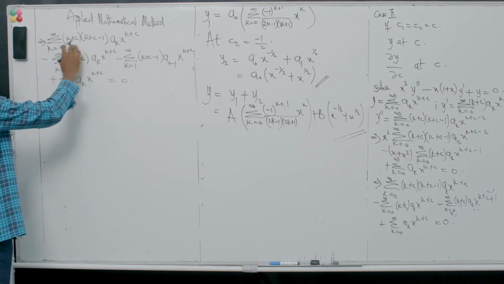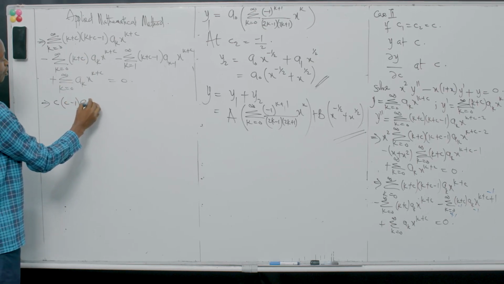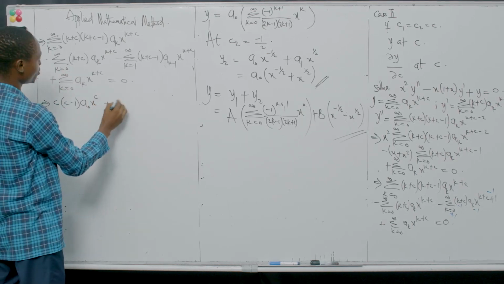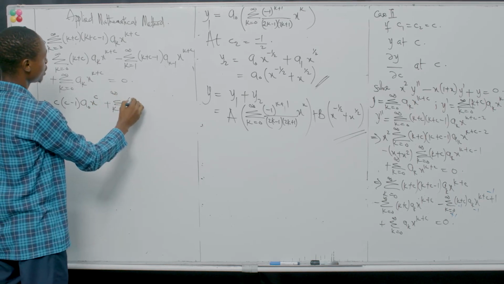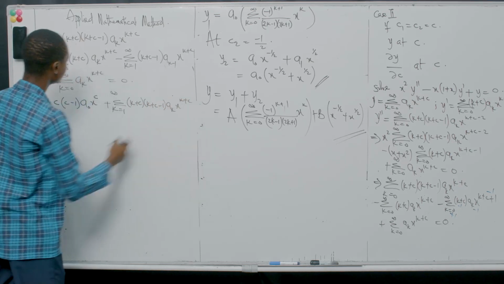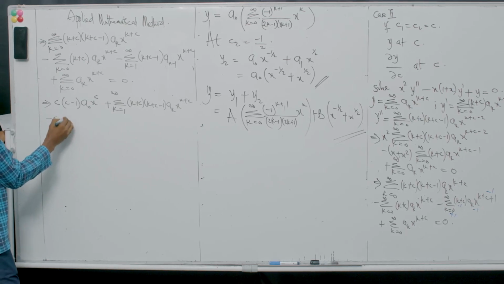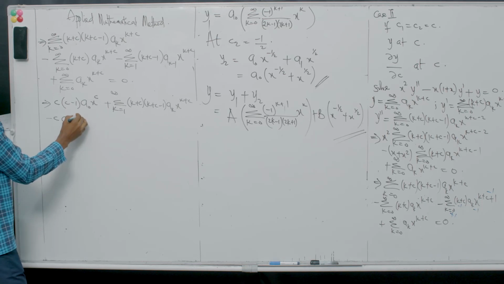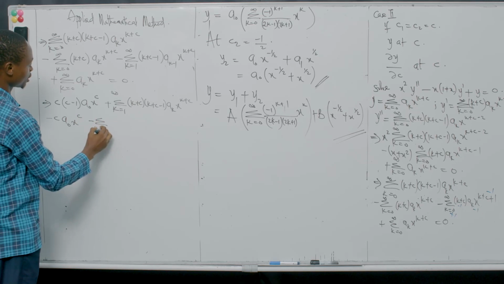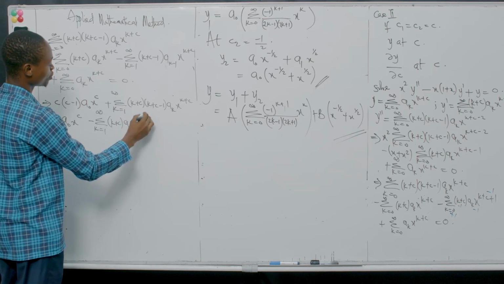So now when k is equal to 0 here, what happens? I'll have c(c minus 1) a naught x^c. Then here I'll be left with k equal to 1 to infinity, (k plus c minus 1)(k plus c) ak x^(k plus c). When k equals 0 here, I have minus c a naught x^c. Then, of course, minus summation k starting from 1 to infinity, (k plus c) ak x^(k plus c).